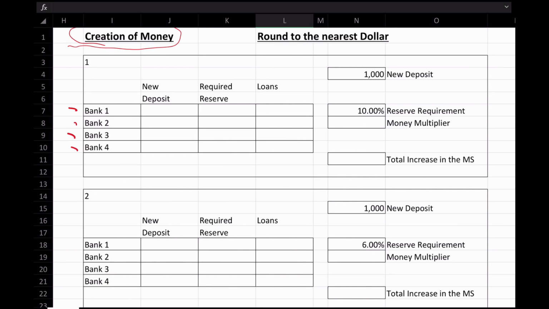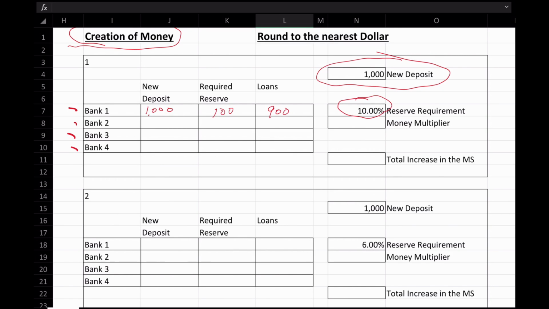So let's say a customer's coming in with $1,000. This is new money coming into the banking system, and they are a customer of bank number 1, and they deposit $1,000 in bank number 1. Now, on the prior lecture, we learned that banks have to hold out reserve, so this bank will hold out $100 in reserve, which means they can loan $900 of that money.